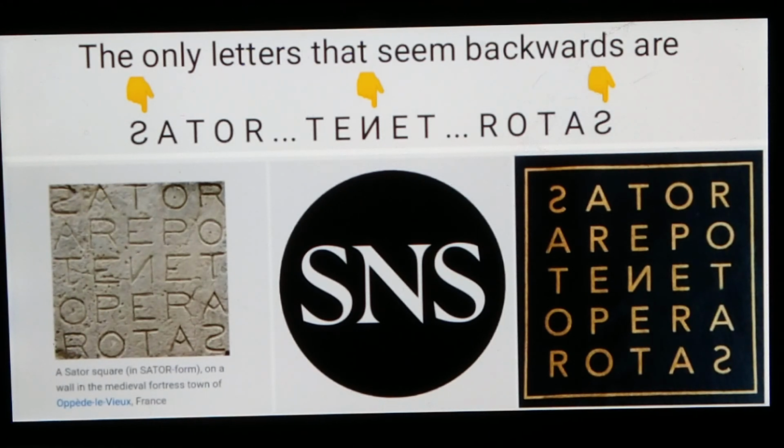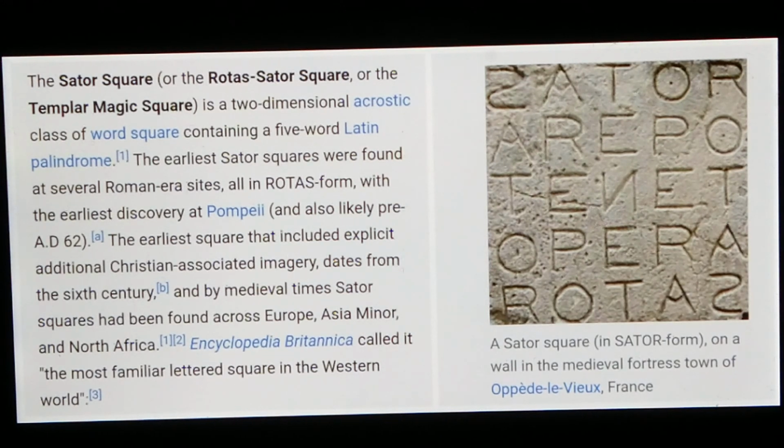On either side of that logo is a Sator Square where the letters are facing exactly the same way here. The square on the left is basically the same as the square on the right. The letter S in Sator is backwards. The letter N in Tenet, in the very center, is backwards. And at the bottom right corner, the letter S in Rotas is backwards. Like I said, there's many variations of this square. There's many locations where a square like this has been found.